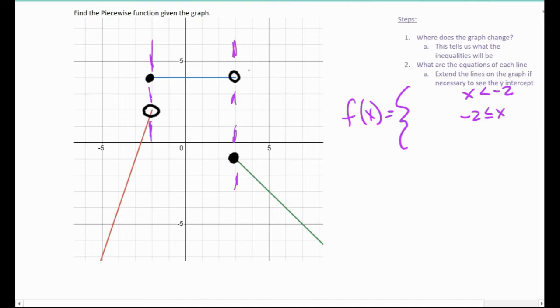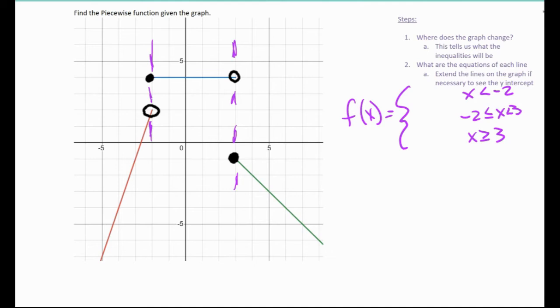And then it goes all the way to +3, and it is going to be less than 3 because it's open as well. Then the last one here looks like it's going to be x is greater than or equal to 3 because it's filled in. So because my line breaks at -2 and 3, that's where I get these numbers here. And then the less than versus the less than or equal to, basically because of the filled in or open circles. So now I've got to figure out what the equations for each of these lines are.